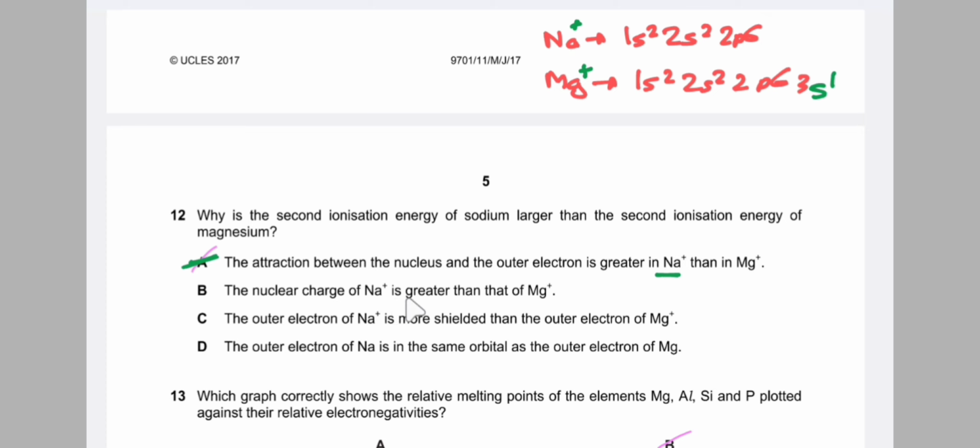The nuclear charge of sodium positive ion is greater than the nuclear charge of magnesium positive ion. This statement is wrong because sodium contains 11 protons while magnesium contains 12 protons. Since magnesium has more protons, it has greater nuclear charge.